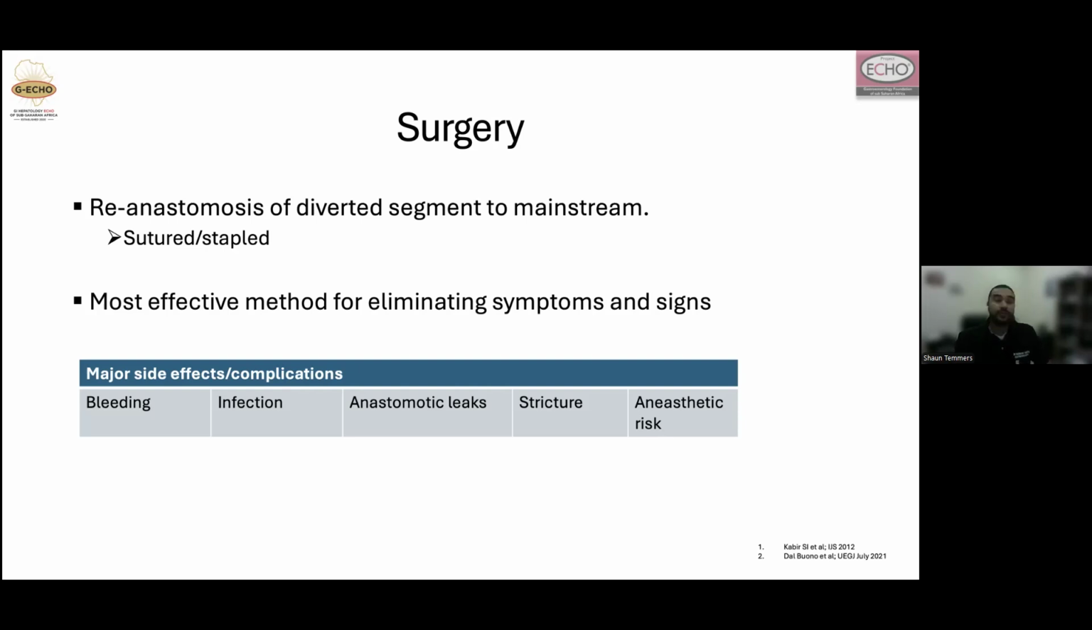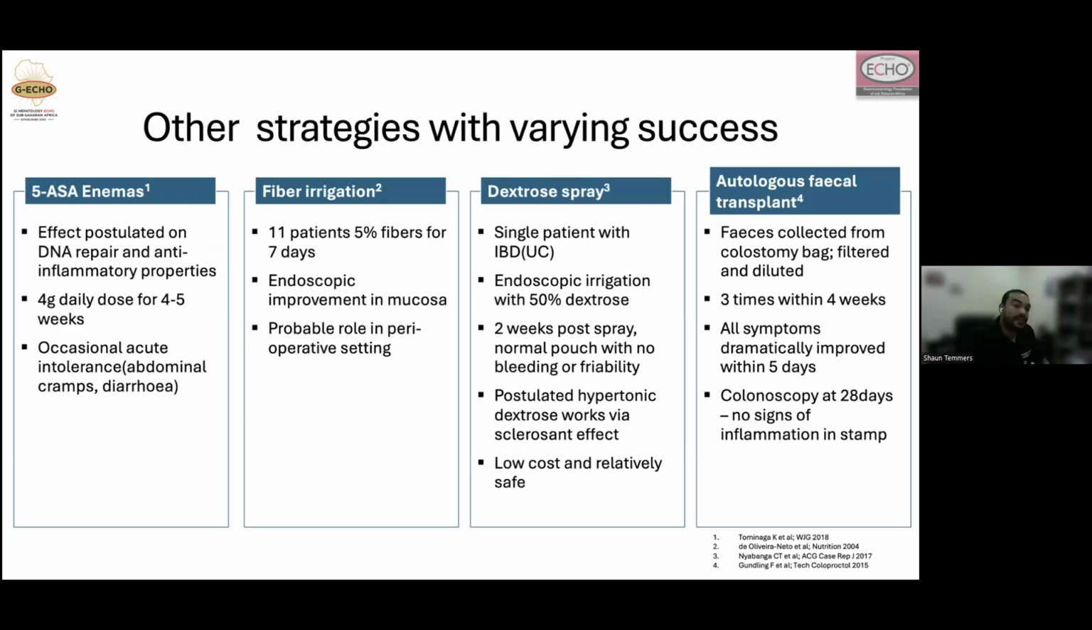Other strategies have been tried in these patients. 5-ASA enemas have been tried at a 4-gram daily dose for up to 4 weeks. The issue here was that you got this sort of intolerance to 5-ASAs, as we see in some of the patients with IBD. However, this was not self-limiting, as is seen in the IBD patients. It's persistent, which made 5-ASA enemas not really attractive for the patients.